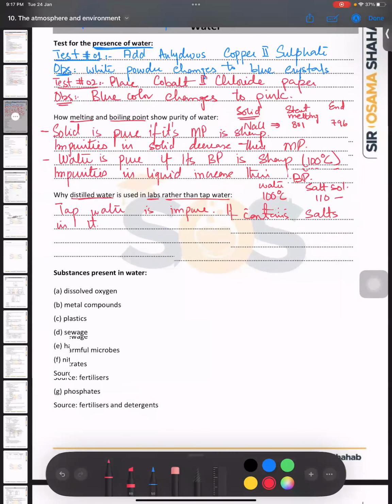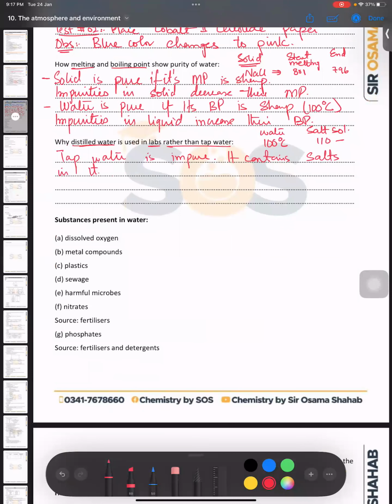And just look at over here the substances present in the normal water, which is from rivers, lakes, and seas. So we have different substances in water. First of all, we have dissolved oxygen, which is a necessary substance for the living organisms present in water. Then we have metal compounds like sodium and calcium compounds, right?